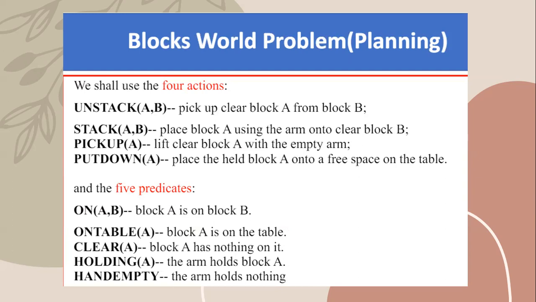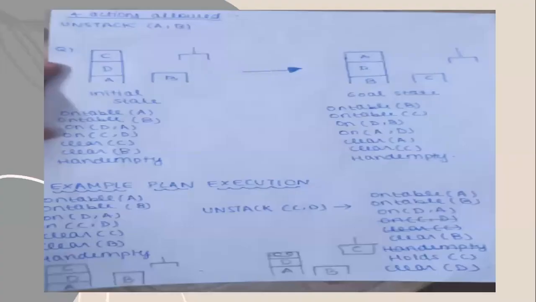Okay. As my friend Pawan said, it's extremely important to know these four actions and five predicates before you solve any blocks world problem, because this is how you show your algorithm and the steps of how you solve your particular problem. So it's advisable that you note down these actions for future reference.